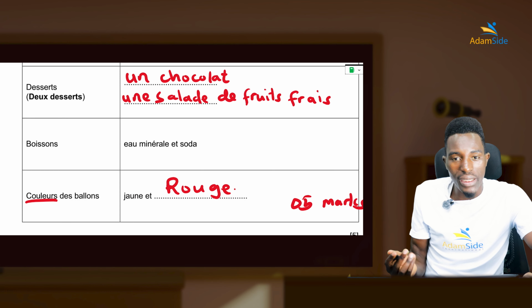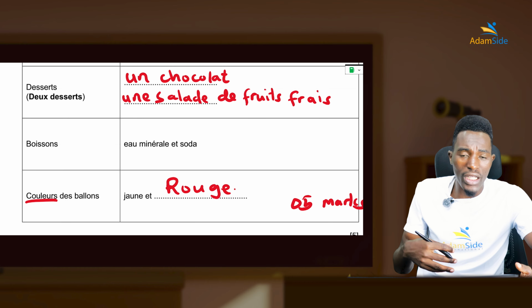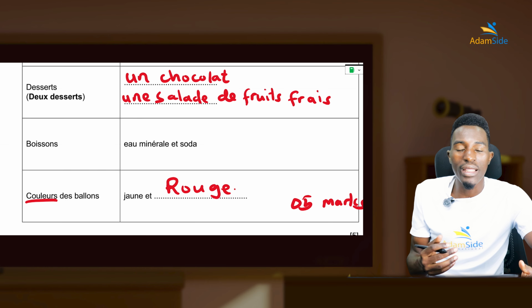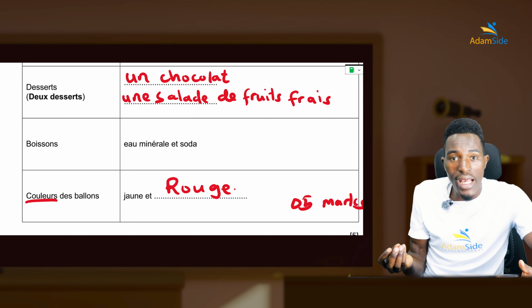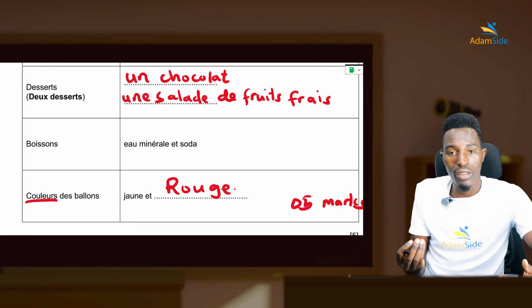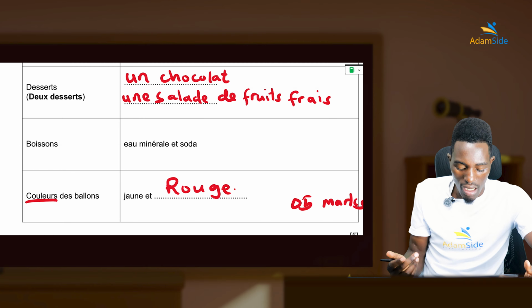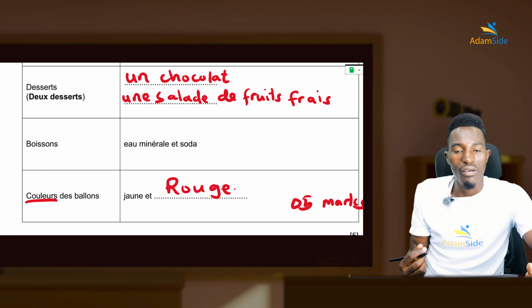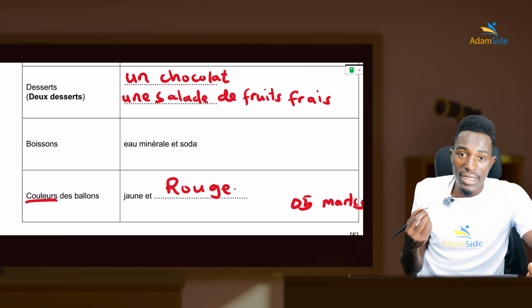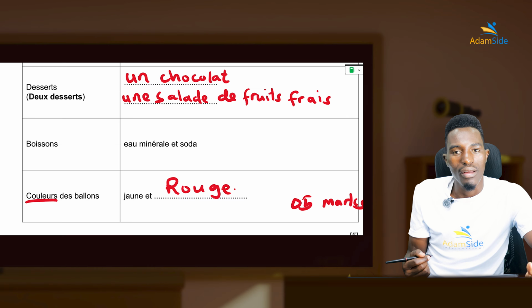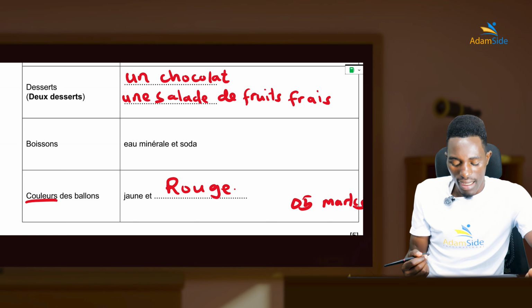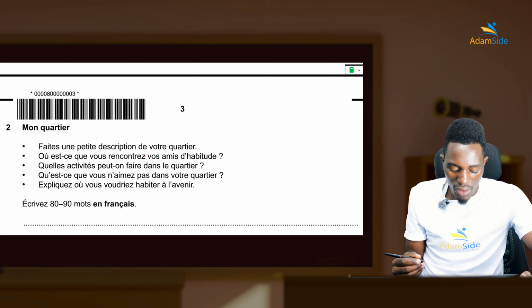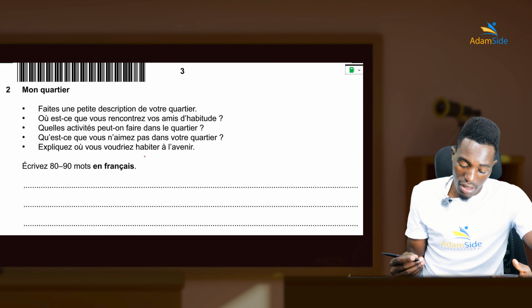You have many things, a lot of vocabulary that you can write there. For instance, drinks. You think about different drinks in French. So here they want you to memorize French drinks vocabulary, French colors vocabulary, French desert vocabulary together.